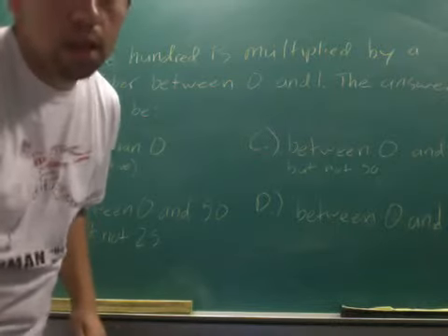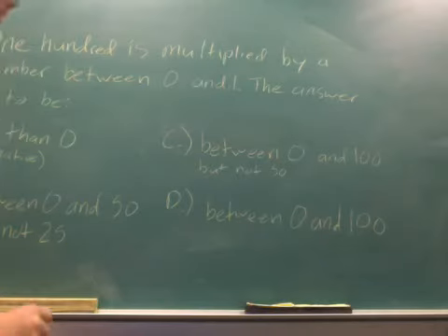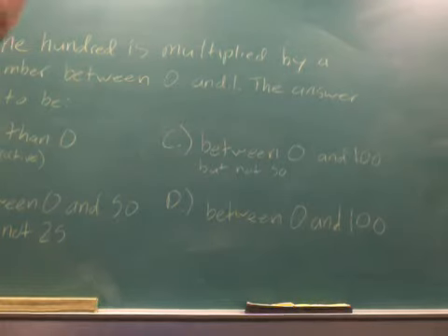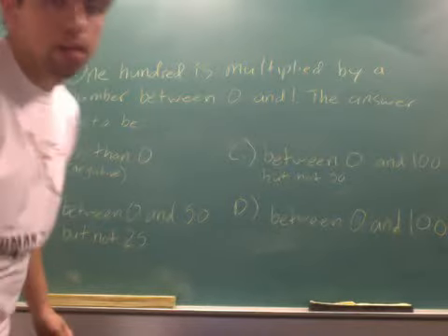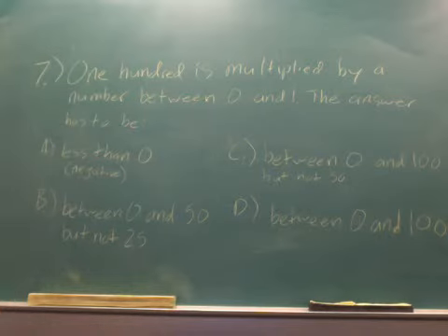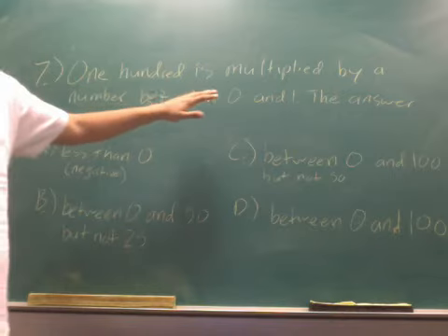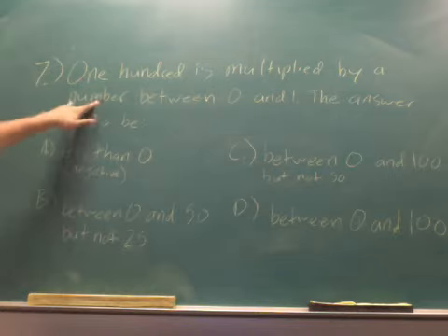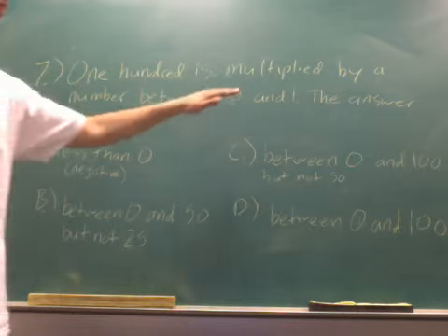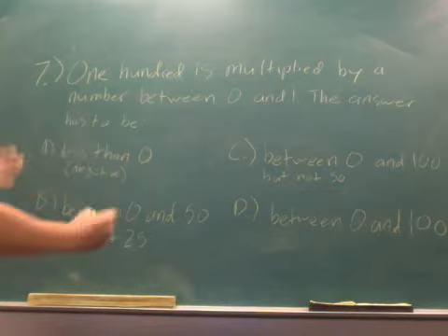Alright, can you read that? No. Okay, so it would be multiply a number. Okay, so the number 100 is multiplied by a number, and this number has to be between 0 and 1. Okay, so what numbers are between 0 and 1?